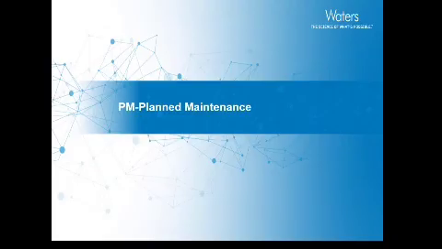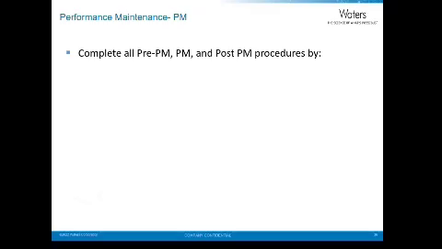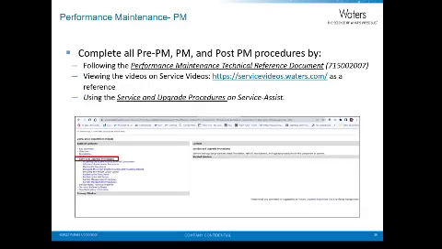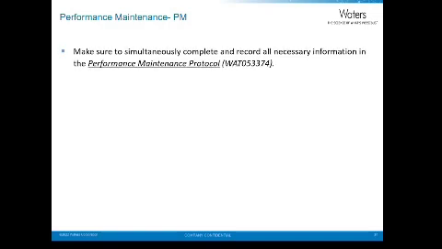Next, let's discuss the planned maintenance or PM for the Alliance system. Make sure to complete all pre-PM, PM, and post-PM procedures by following the Performance Maintenance Technical Reference document. An additional resource would be to view the videos on the Service Videos page shown here. Also, use the service and upgrade procedures on Service Assist shown here. Make sure to simultaneously complete and record all necessary information in the Performance Maintenance Protocol.